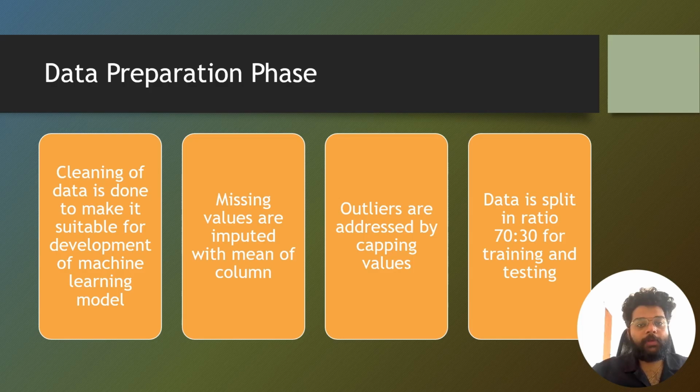In the data preparation phase, the data is prepared to make it suitable for developing the ML model. Data cleaning was done in this phase, and missing values were imputed with the mean of the column. Apart from this, outliers were addressed by clipping values, and data was split in the ratio 70-30 for the purpose of training and testing models.